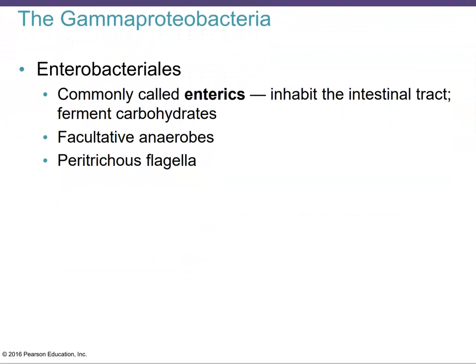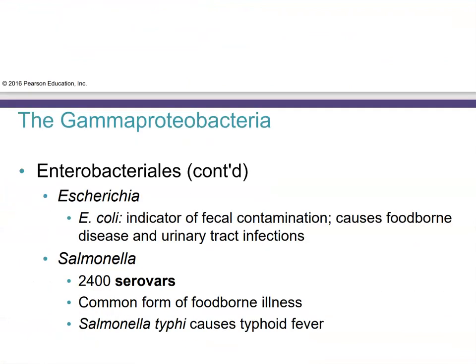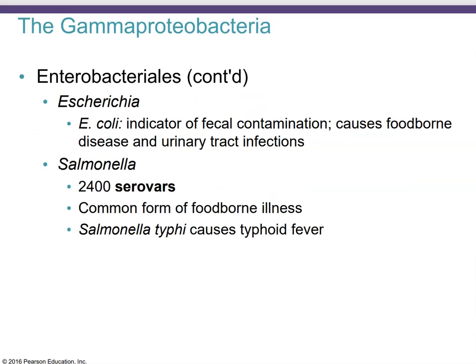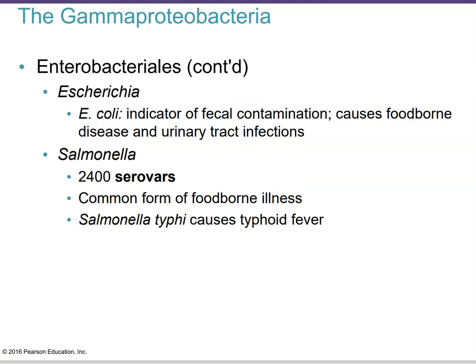More gamma proteobacteria. This is a very large group, the Enterobacterales, also often called enterics, and they are inhabitants of the intestinal tract. They can ferment carbohydrates, they're facultative anaerobes, and they have peritrichous flagella. The most important one of these is your famous Escherichia coli, E. coli. Whenever you find these coliform bacteria, especially E. coli, that's an indicator of fecal contamination, because these are intestinal inhabitants.